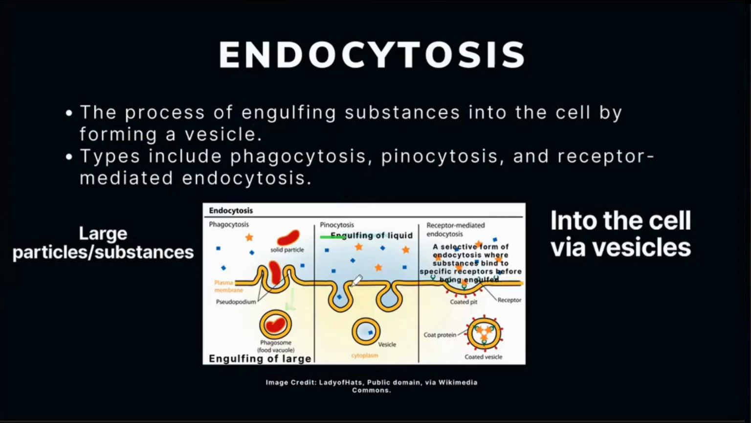Now, pinocytosis acts the same way, where it pinches off and it creates a vesicle. But if you notice, the particles are a little bit smaller. So pino, think pint, very small. Then you want to think of receptor-mediated endocytosis.